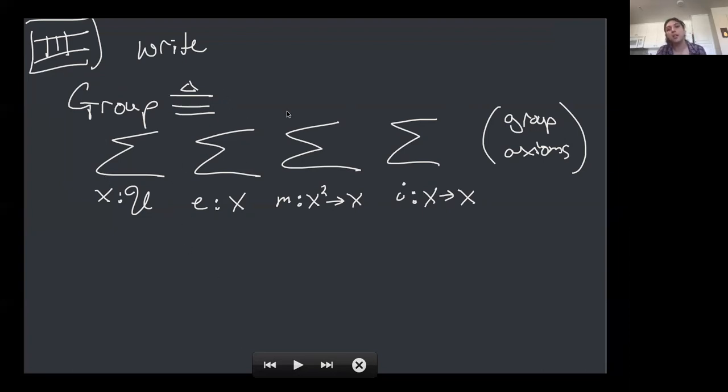You pick out an identity in X. You pick out a multiplication from X squared to X. You pick out some I from X to X. And you assert that all the group axioms hold. So you can actually write down the type of all groups as some tuple where the first entry is the set, the second, third, and fourth entries are all the data of a group, and the other entries of the tuple are exactly the proofs that the group axioms hold. Okay.